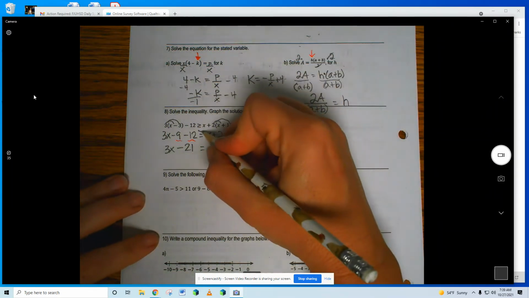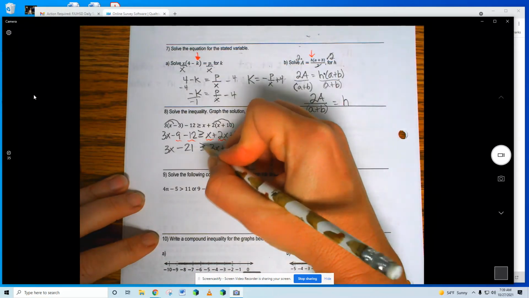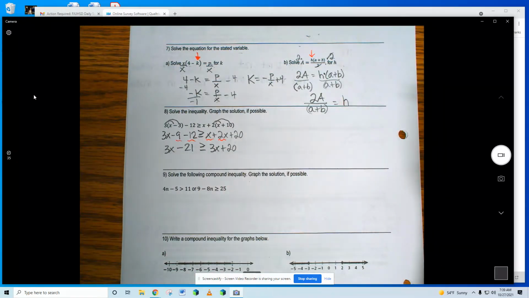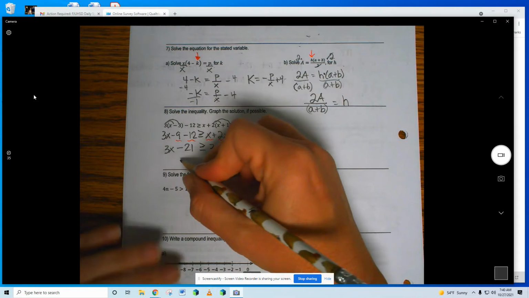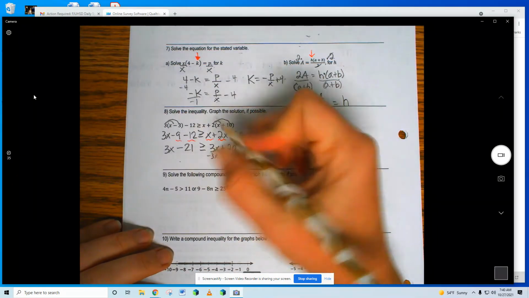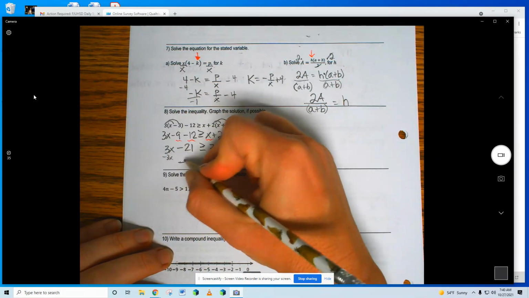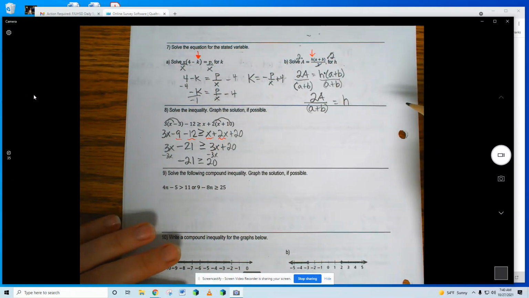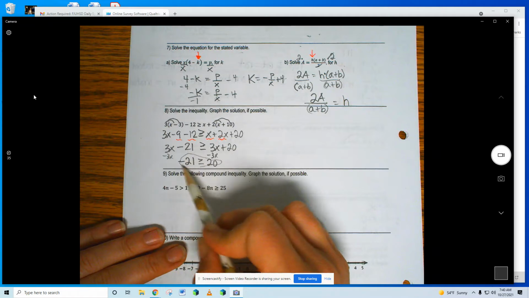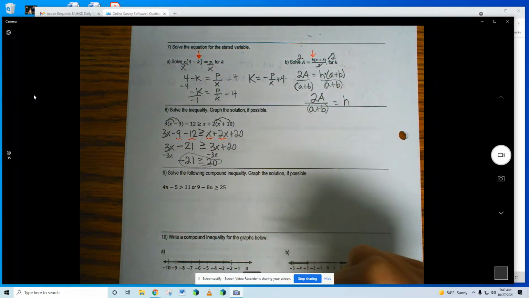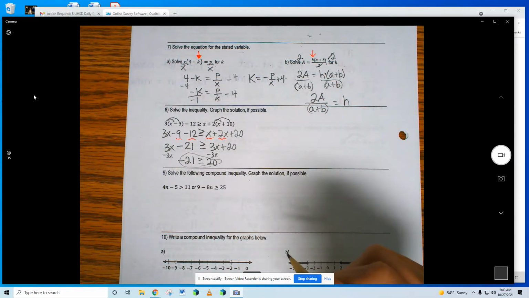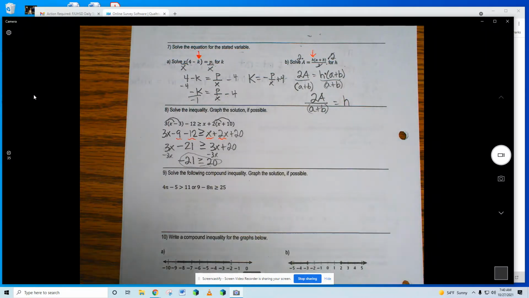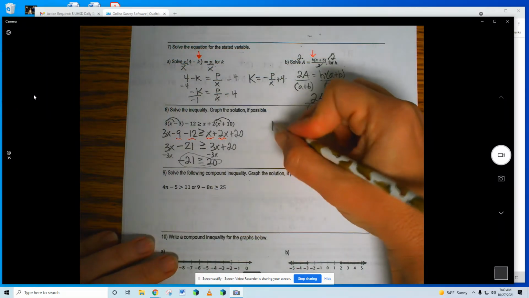And it's actually not equal signs, is it? Let me fix that. The 3x's are going to cancel. Here's what I have. So I could really show minus 3x. But anyways, is negative 21 greater than or equal to 20? There's not even an x to solve for. I can't graph. You can leave your answer like this, but I also want to let you know that when the variable disappears, but there's still numbers, that's called no solution.